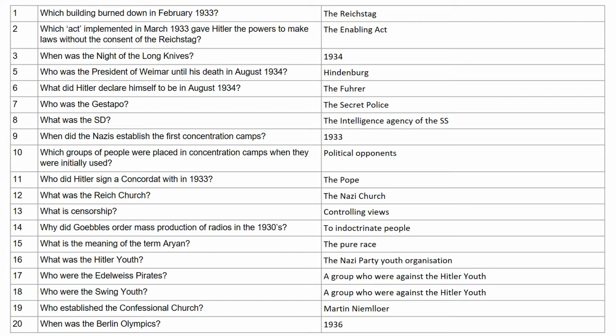Censorship is controlling people's views. So Hitler doesn't want anything that comes away from the Nazi views. So he wants to control all aspects of life. So they censor anything that disagrees with the Nazis.